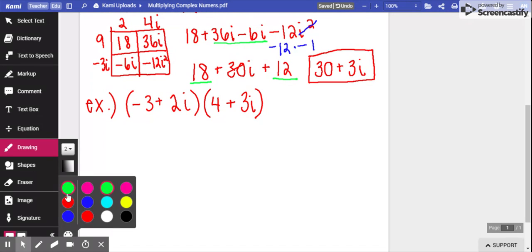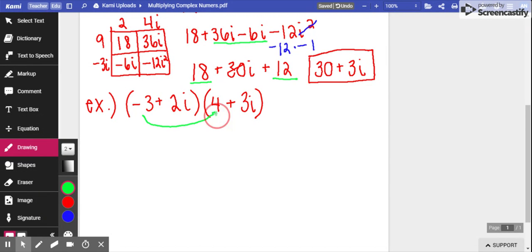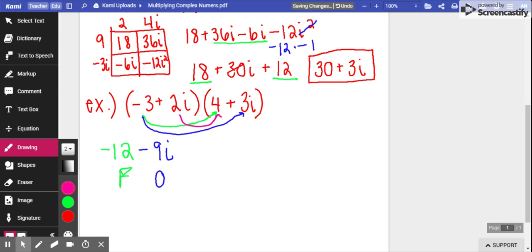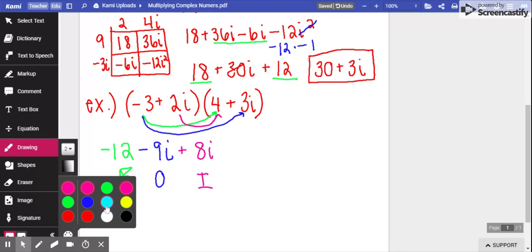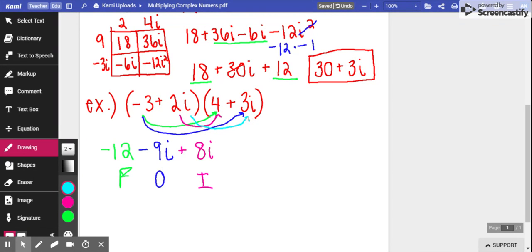So for this problem, we will do our first. So -3 times 4 is -12. That's our F. We have our outside. So -3 times positive 3i is -9i. Our inside is 2i times 4i, so plus 8i. And our last is 2i times 3i, so plus 6i squared.